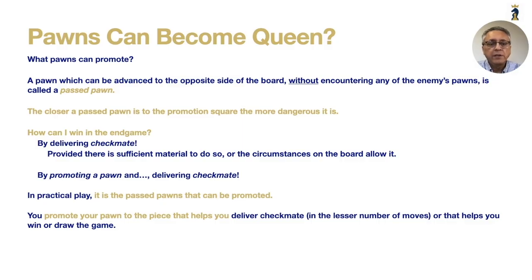How can I win in the endgame? By delivering checkmate, if there is sufficient material to do so, or by promoting a pawn and then delivering checkmate. In practical play, it is the passed pawns that can be promoted, and you promote your pawn to the piece that helps you deliver checkmate or that helps you win or draw the game.